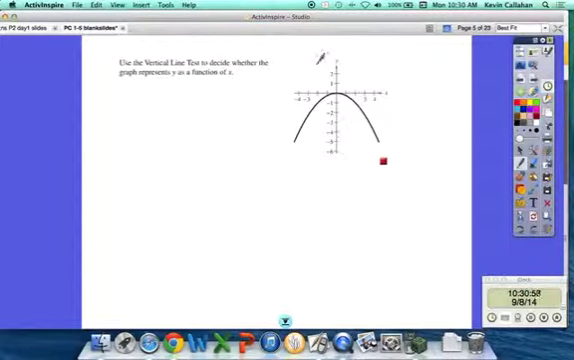So we can just try to imagine, but it's really only crossing in one spot. So that is a function. Easy stuff.